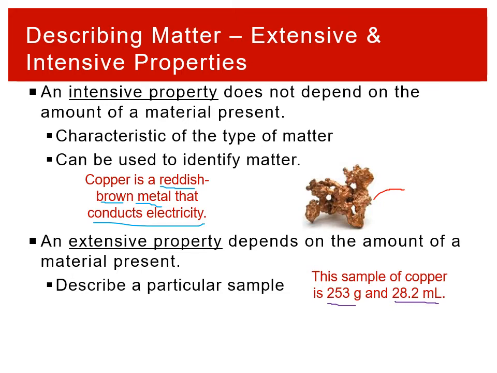So if you're looking at describing a particular sample, those are always extensive properties that give you the amount of material present. And in order to define a type of material, you need intensive properties. Now, there are some intensive properties like temperature that are not characteristic. They can change, but they still don't define the amount of sample you have.